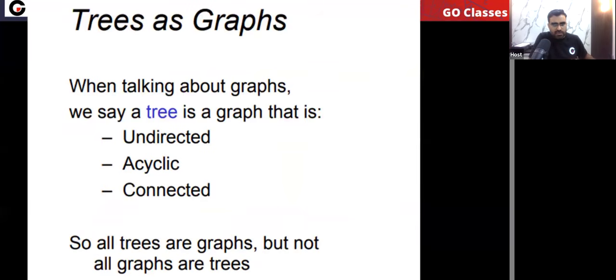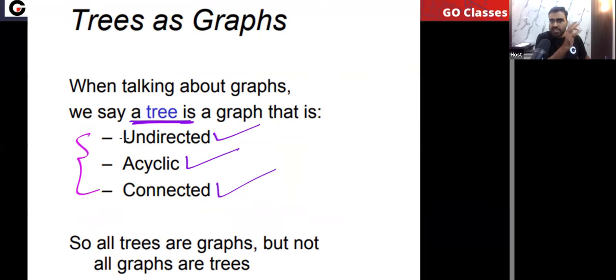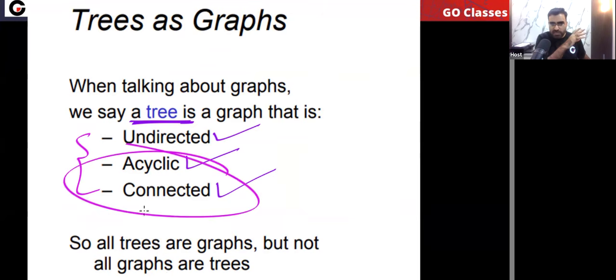So you can see what is the definition of tree. Tree is an undirected graph which is acyclic, which is connected. These three properties must be satisfied. Okay, remember in graph theory, tree is an undirected graph which is acyclic and connected. It must be connected and it must be acyclic. There should be no cycle and it must be connected.